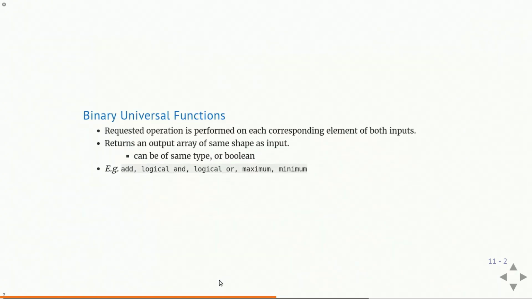Binary universal functions work in the same manner as unary universal functions. However, they expect 2 arguments instead of 1. 2 functions here are of quite importance: np.maximum and np.minimum. np.maximum compares the elements of both the input arrays element wise and returns the maximum element. np.maximum and np.minimum can have scalar as their input argument as well.